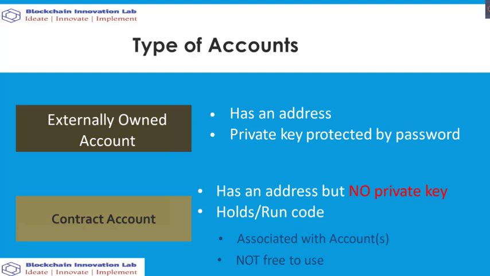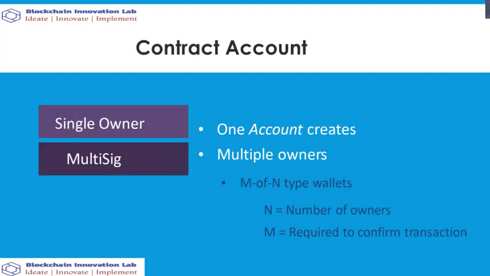One is an externally owned account, which has an address and a private key protected by a password. One is a contract account. A contract account has an address, but it does not have any private key, okay? And it holds the run code. Whatever code you have, it runs that. It is associated with the accounts, and it's not free to use.